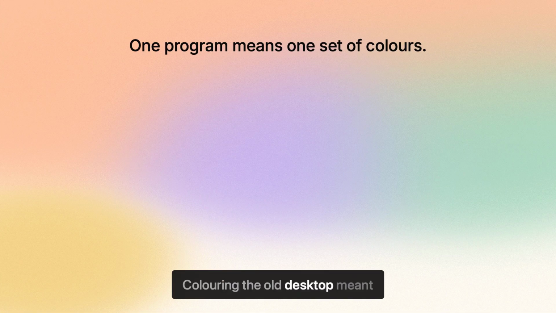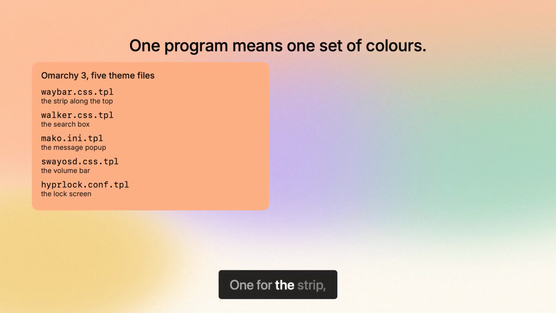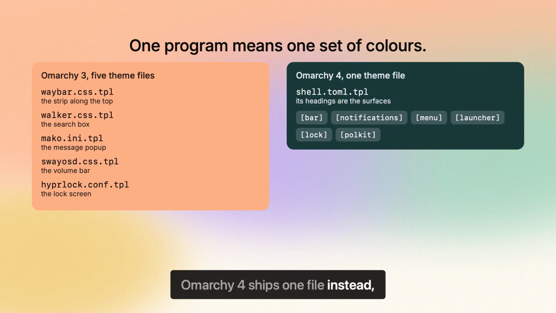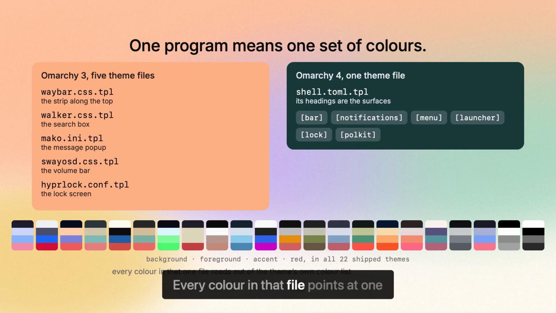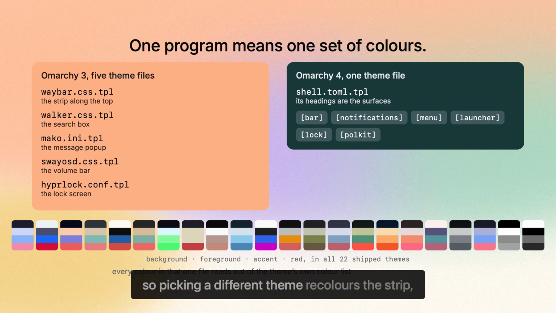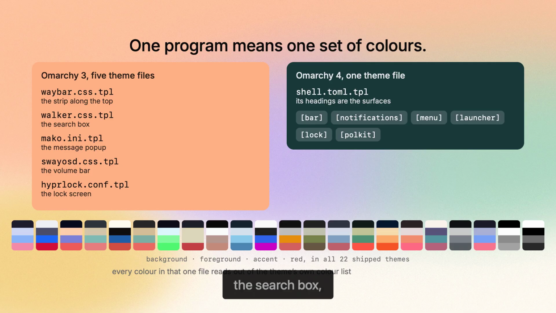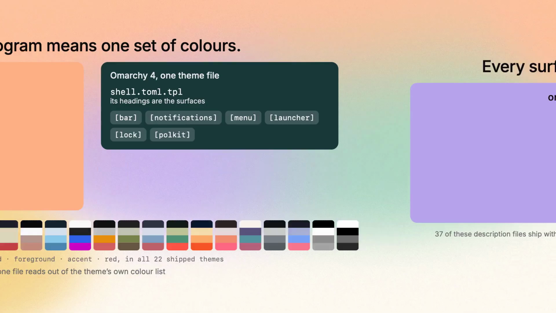Coloring the old desktop meant 5 separate theme files, one for the strip, one for the search box, one for the pop-up, one for the volume bar, one for the lock screen. Omarchy 4 ships one file instead, and the headings inside it are the surfaces themselves. Every color in that file points at one short list of colors the whole theme shares. So picking a different theme recolors the strip, the search box, the notifications, and the lock screen together.